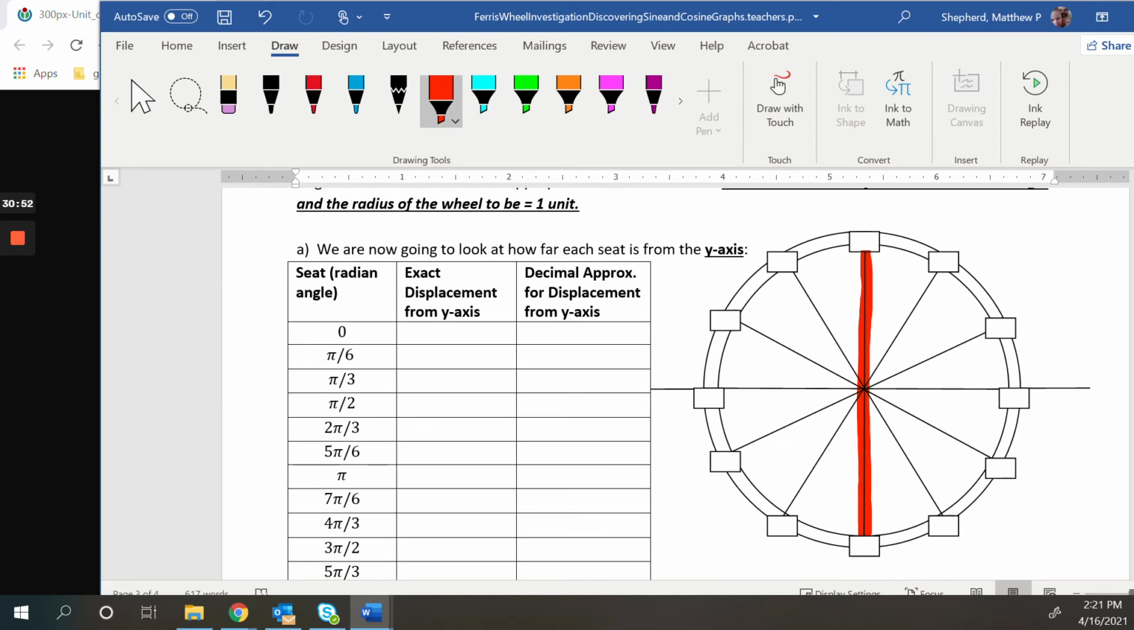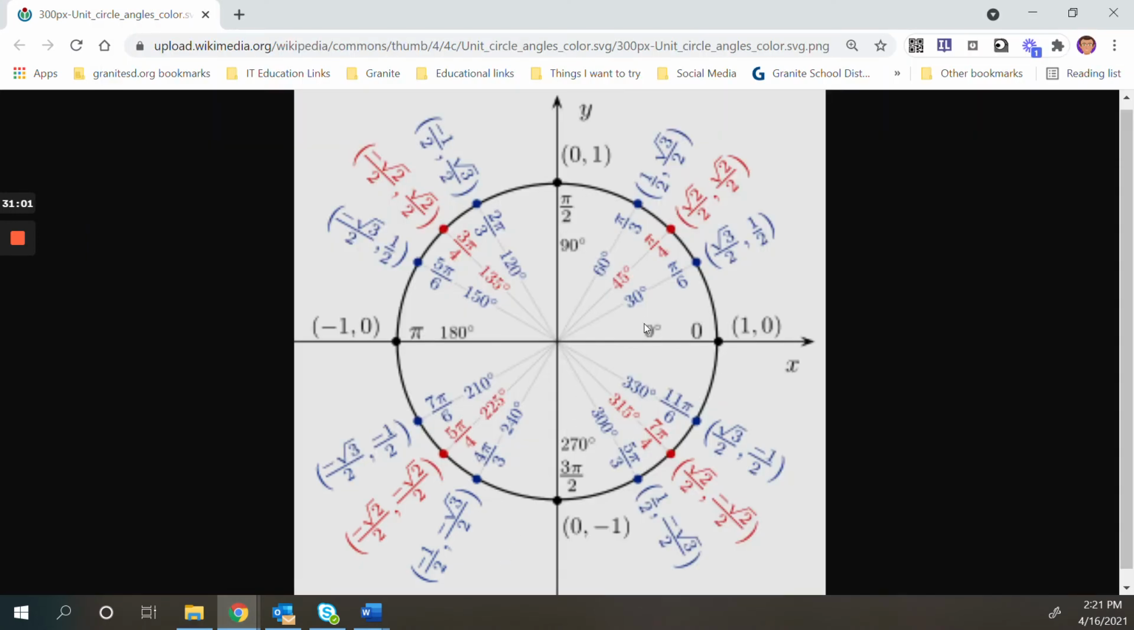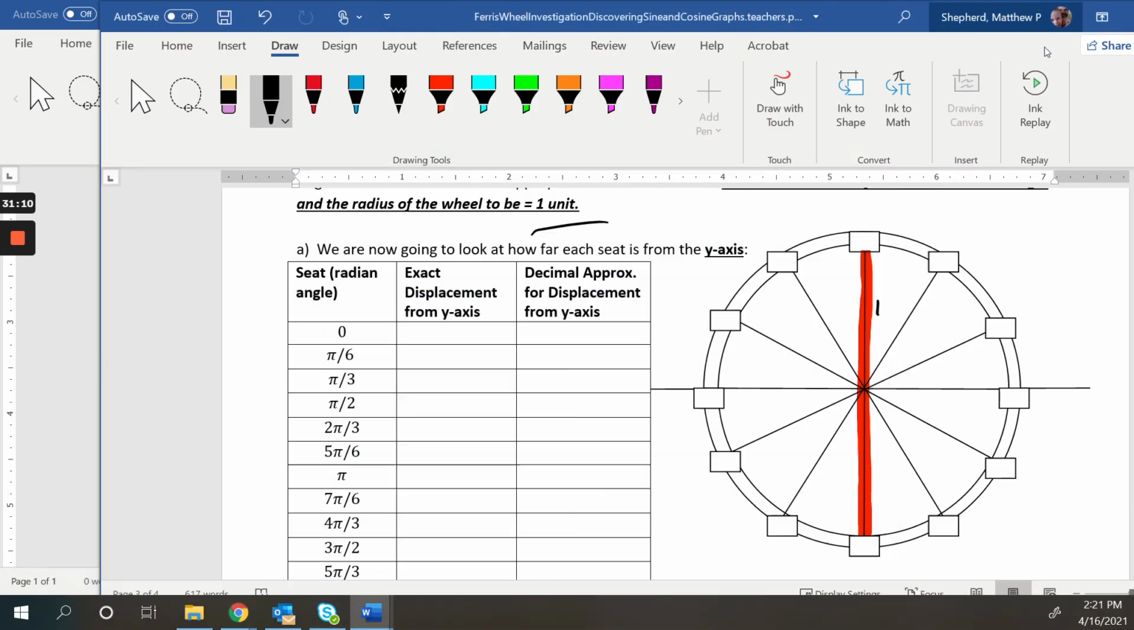Now the radius is once again just going to be 1, so we can still use our unit circle. And if I want to know how far away from the y-axis it is, that's just an x value. How far did I move away from y? Well, that's my x value. So like square root 3 over 2. So this one, I've gone a full 1 forward because that's the radius, or I've gone a full 1 back. If I'm on the actual axis, I'm not away from it at all.